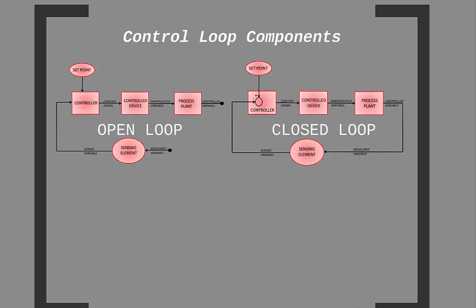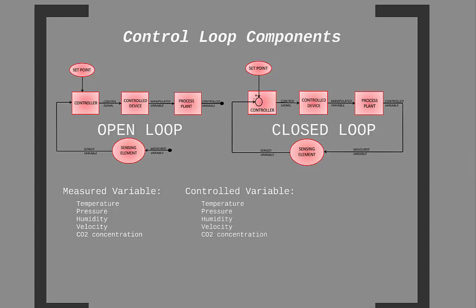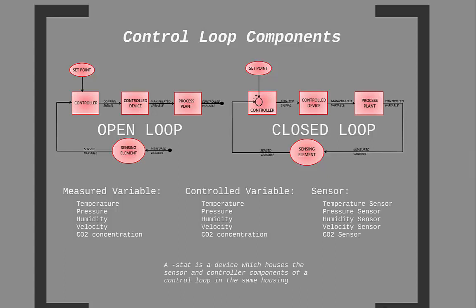Some examples of a measured variable would be temperature, pressure, humidity, air velocity, and CO2 concentration. Those such parameters are also examples of what we have for our control variables as well. The corresponding sensing element or sensor could be a temperature sensor, pressure sensor, humidity sensor, velocity sensor, or CO2 sensor. Now oftentimes, the sensor and controller are actually housed together, but they still perform distinctly different functions. The sensors are the eyes and ears, the controllers are the brains.